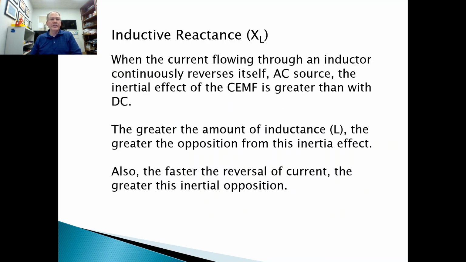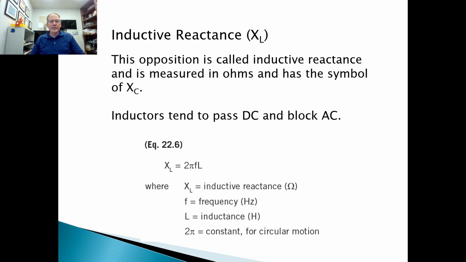Now, the term inductive reactance: when the current flowing through an inductor continuously reverses itself with the AC source, the inertial effect of the CEMF is greater than with DC. So the greater the amount of inductance, the greater the opposition from the inertial effect. Also, the faster the reversal of current, the greater the inertial effect. So we can calculate this. Instead of X of C, we're going to use X of L.